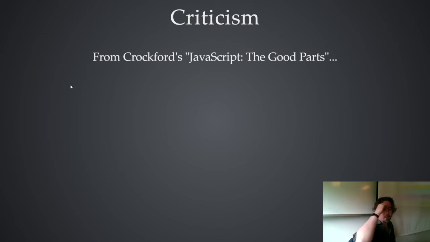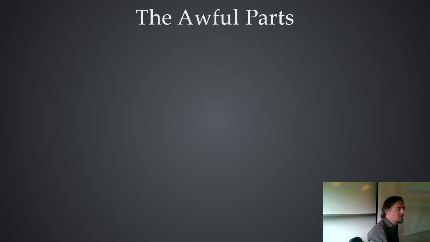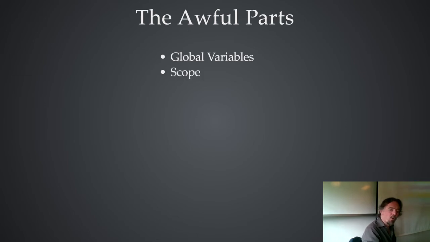In his book, JavaScript: The Good Parts, Crockford does criticise various parts of the language that he thinks are misfeatures that you should try and avoid or be very careful with. In fact, he describes some awful parts, which he lists as follows. Global variables, we'll talk in the future about why they're kind of a bad idea. The scoping rules were not great to begin with, although they're slightly better now. If you know about the let construct, that makes the scoping of variables a bit more rational.